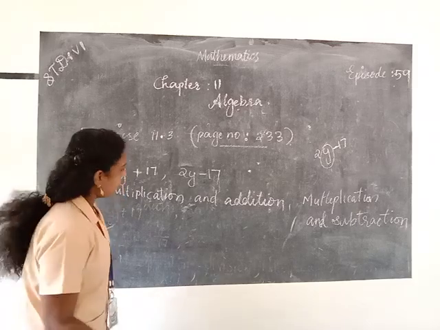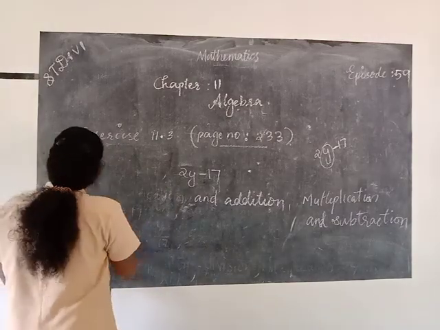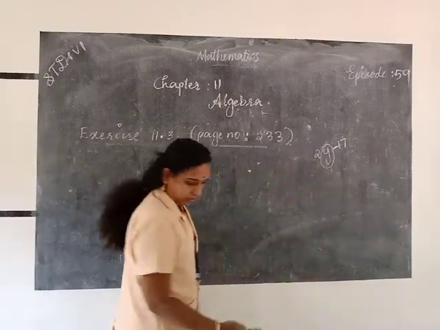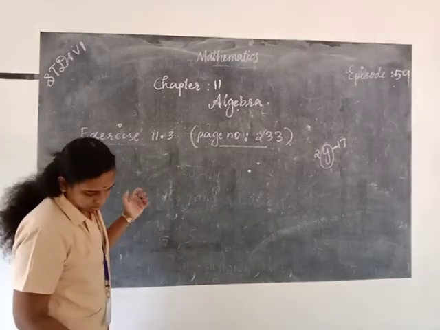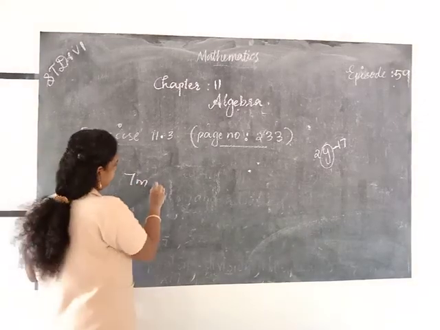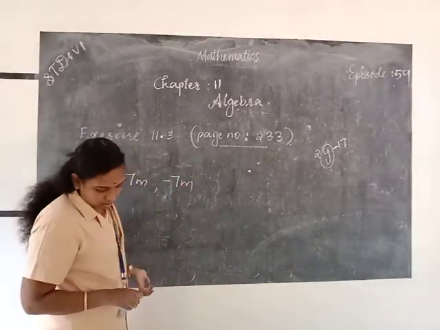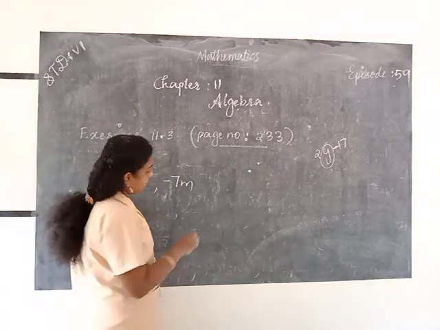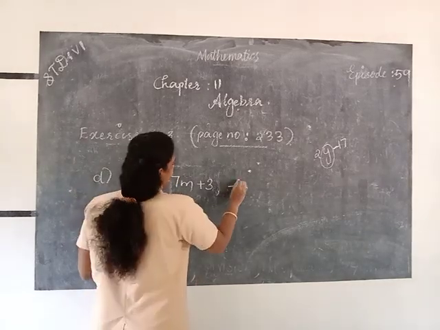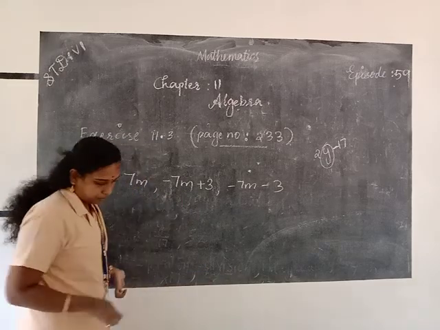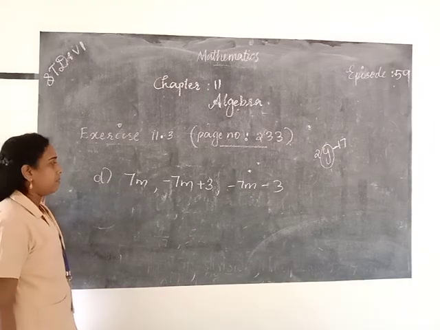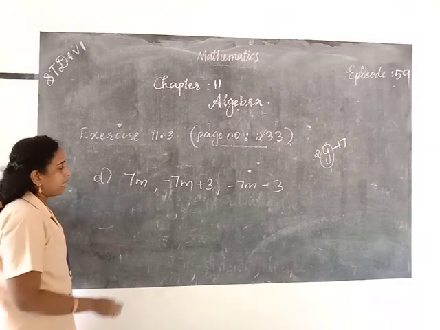Then the next equation, D, 7m, minus 7m, then minus 7m plus 3, minus 7m minus 3. Okay. And here first the variable m is multiplied by 7. So the operation is multiplication.